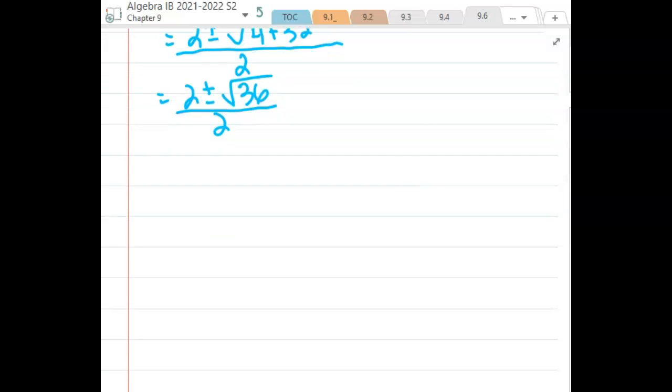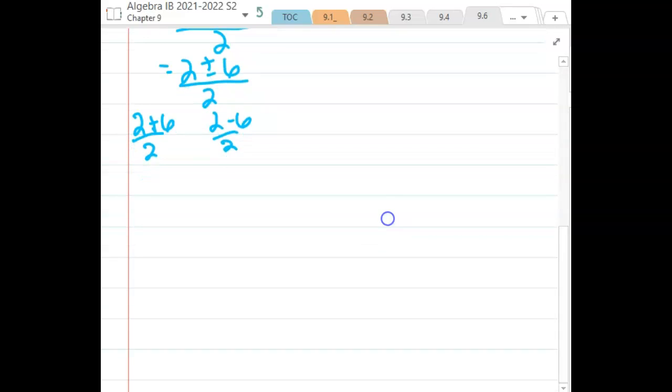Remember, that fraction bar goes underneath everything. Okay, looking here, I can take the square root of 36, right? So it would be 2 plus or minus the square root of 36, which is 6, over 2. Now you can break it apart into the two answers. So we are going to take 2 plus 6 divided by 2 and 2 minus 6 divided by 2.